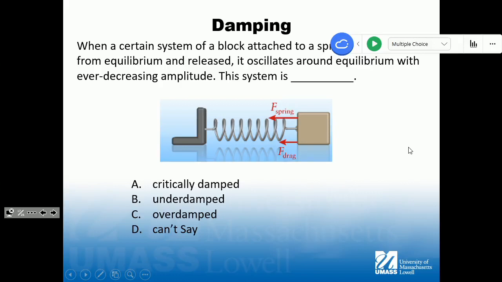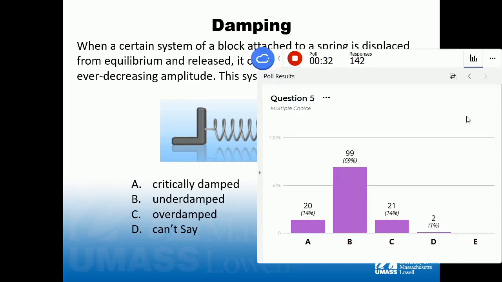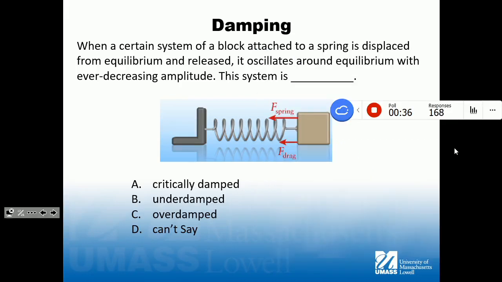Okay, so tell me this. A certain system, a mass on a spring, is oscillating around equilibrium with an ever-decreasing amplitude. Is that oscillation critically damped, overdamped, or underdamped? So it is oscillating about equilibrium. Very good. If it's oscillating about equilibrium with a decreasing amplitude, it is an underdamped oscillation.